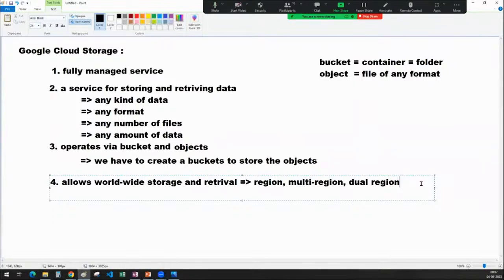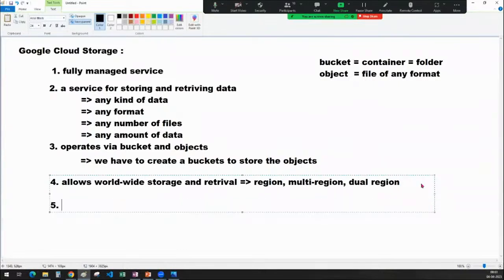What is the main intention of having regional storage, multi-regional storage and dual region storage? Because there is a difference between them, there are advantages also, and there is a cost. In terms of cost, if I go to the region, the cost will be a little lesser. When I say dual region, the cost will be a little higher. If I go to a multi-region, the cost will be even higher. We will see the main difference tomorrow, guys.